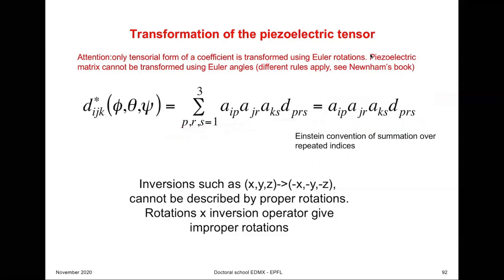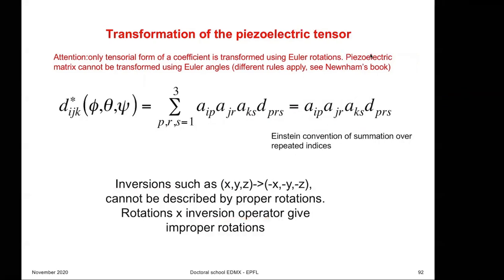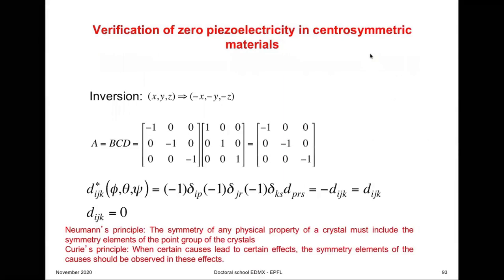Also, transformations of the type inversion, which cannot be described by rotations, have to be added separately. So inversions such as x, y, z into -x, -y, -z cannot be described by rotations, and this inversion has to be added separately. So let's try that.